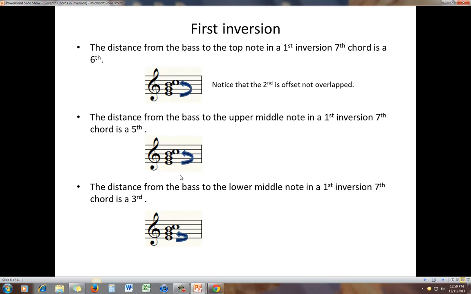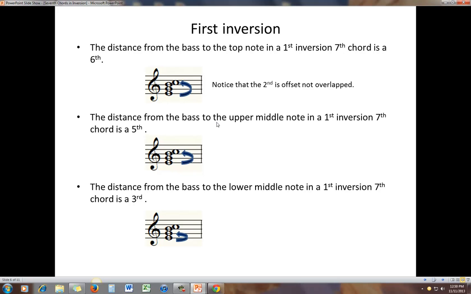A first inversion seventh chord, the distance from the bass to the top is a sixth, and notice as this is written on the staff that the B and the C are placed very close to each other, next to each other, not overlapping. That would be way too difficult to read. So this is the appropriate way. It doesn't really matter which side you write the C on. You could write it on either side, but they should be next to each other. And if they're almost touching, that is what's going to indicate that they are meant to be played at the same time.